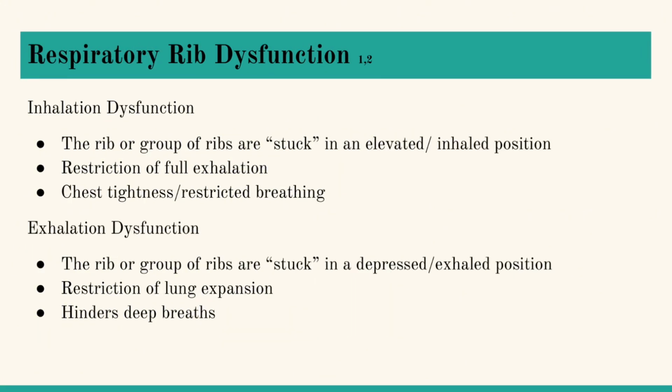Alright, and then for our respiratory rib dysfunction, as I may have stated, but it wasn't on the slide, I said inhalation dysfunction and then exhalation dysfunction, which go into breathing. So for the inhalation dysfunction, the rib or group of ribs that are affected are stuck in an elevated or inhale position, and there's a restriction of full exhalation, and chest tightness and restricted breathing as a result. And then for the exhalation dysfunction, the rib or group of ribs are stuck in a depressed or exhale position, and it restricts lung expansion and hinders deep breathing.